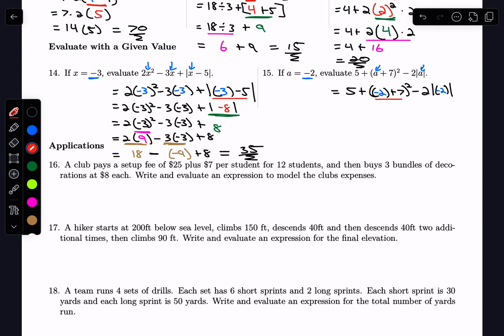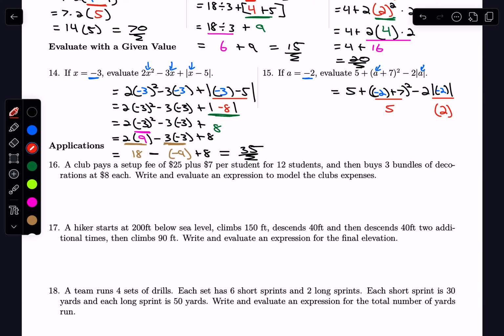We have parentheses with a -2 plus 7 inside, and we have the absolute value of -2. We can go ahead and do both of these since they don't affect each other. So in the middle, -2 plus 7 is +5. And on the right, absolute value of -2 is +2.